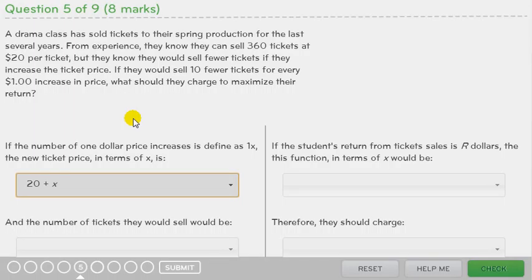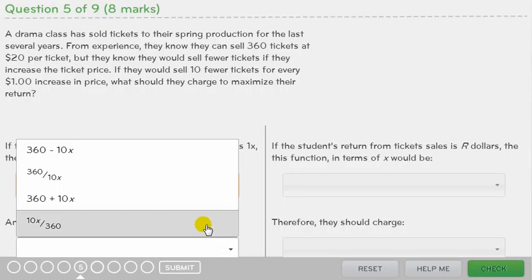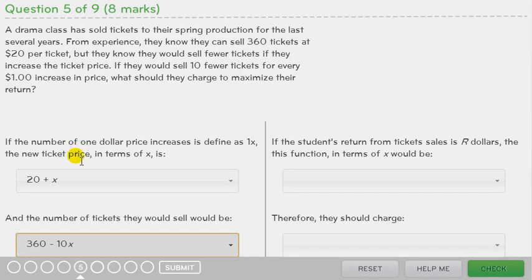Next it says, and the number of tickets they would sell would be, so we know that we would sell 360 tickets to start with, and every time we increase the price by x, we're going to sell 10 fewer. So if we increased it by, let's say, $1, we'd be selling 350 tickets, $2, 340 tickets, and so forth. So we'd start with 360, and then we'd be subtracting 10x.